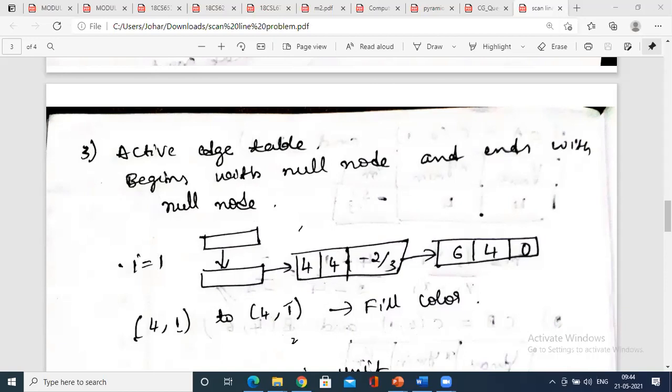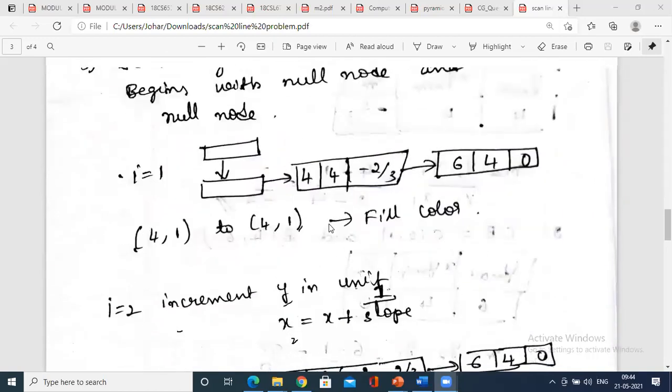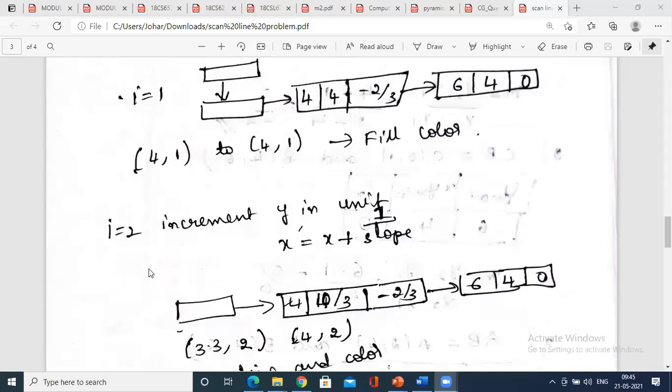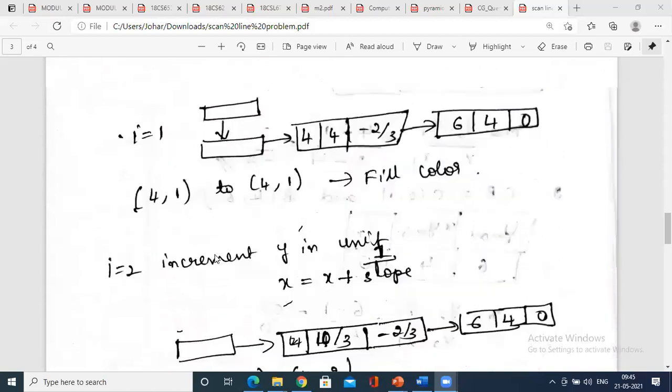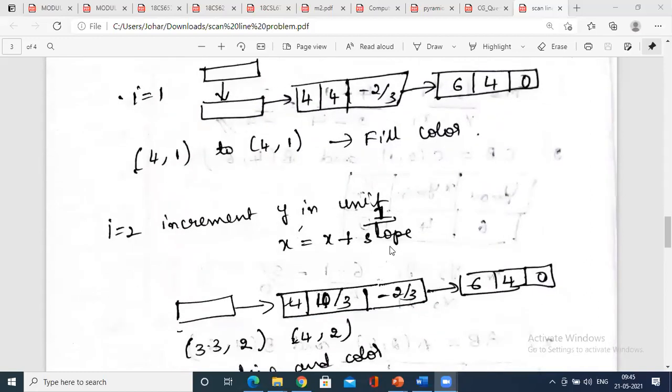Okay, so next we are continuing with the same data structure. At the next scan line, I equals 2, I need to identify where exactly I need to fill. So how do you identify that? You increment y in unit interval. Obviously you will increment y in unit interval. So I equals 2. For the same global table, you know the concept, x is incremented by the reverse of the slope, x plus 1 by m. So x plus 1 by m is my x intercept.